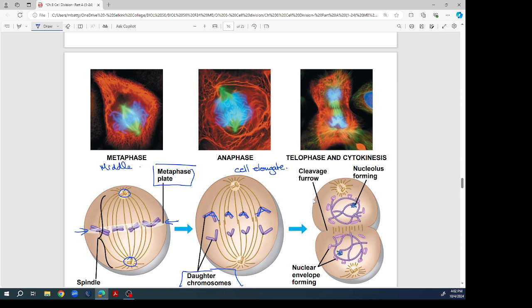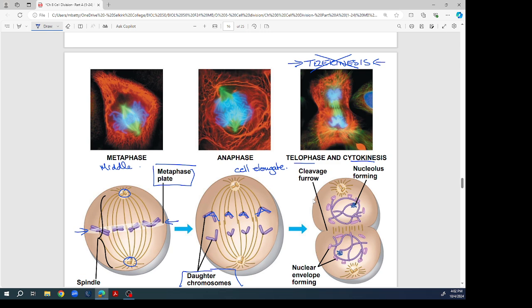The last one, telophase and cytokinesis, don't call it telekinesis. I had somebody once make that mistake, and it was super funny because if you think of what telekinesis is, it's moving things with your mind. That is not part of cell division. Telophase and cytokinesis often overlap. They happen pretty quickly together, but they are two distinct words in the world of biology.